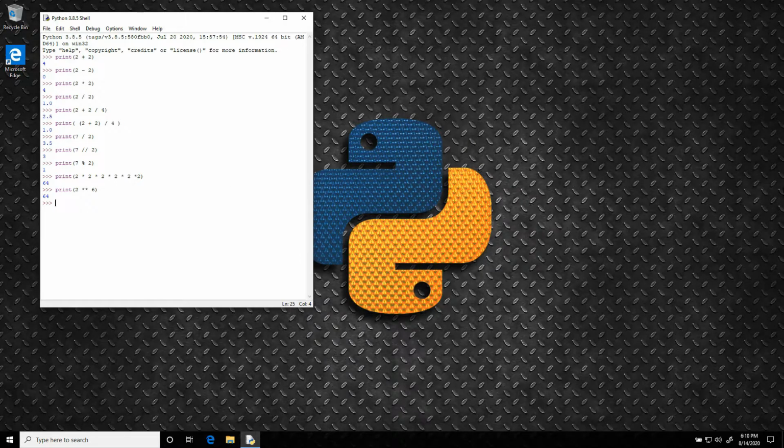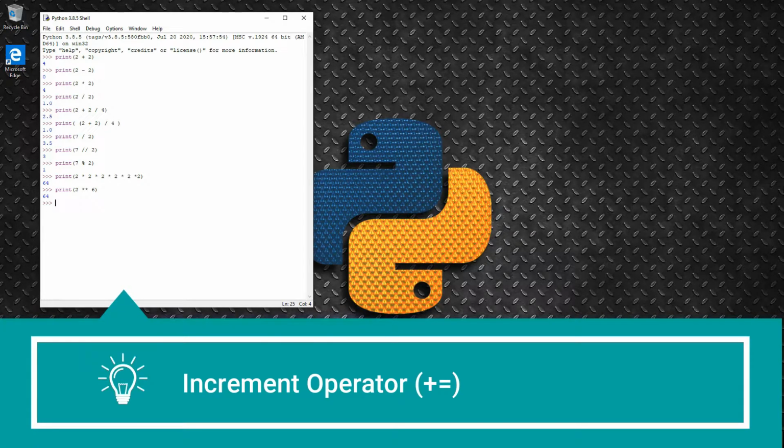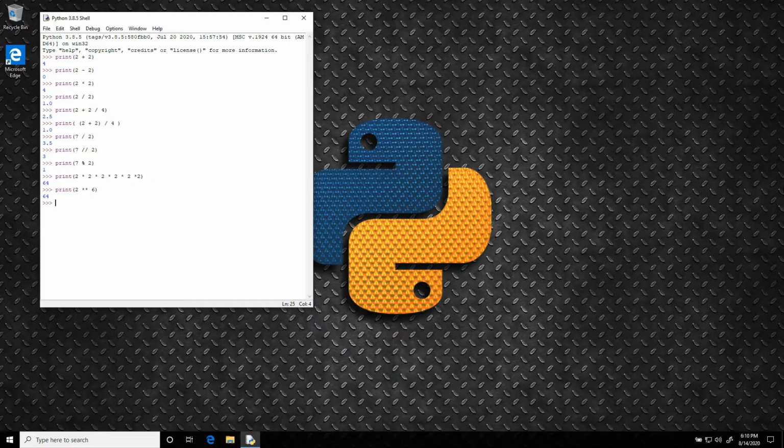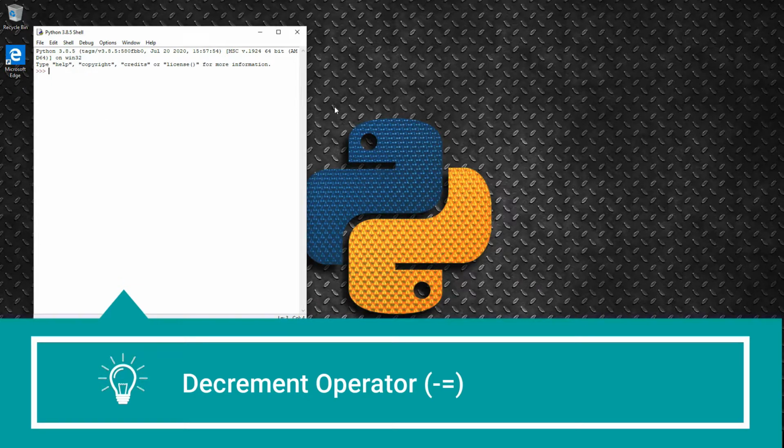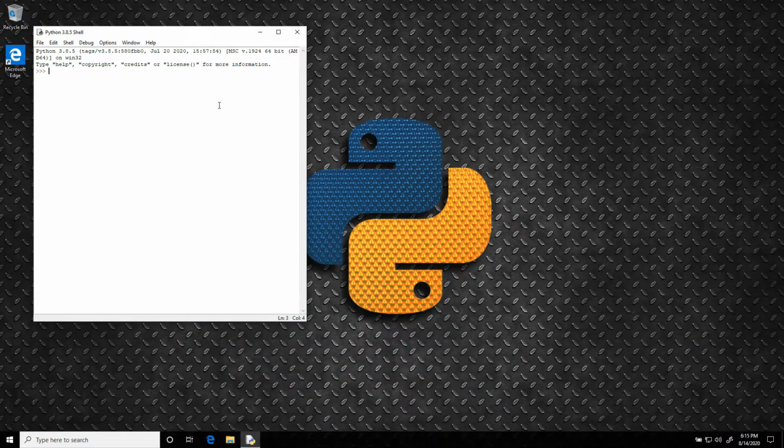Alright, there are 2 more operators that may save you some time. We have the increment operator and the decrement operator. The increment operator increments or increases the variable that it is used on. Vice versa for the decrement or decrease operator. Let's look at this example. Let's say we have the variable number. We set that equal to 10.